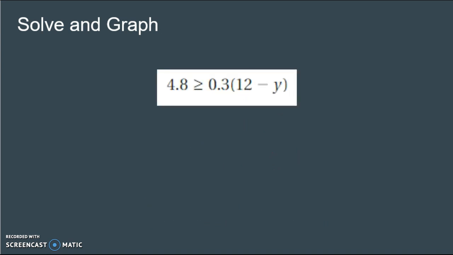All right, moving right along. For this one, there's a couple of different ways you can do it. You can distribute this 0.3 first to both your 12 and your y, or you can just divide by 0.3 first, whatever works out best for you. Actually, I'm going to divide by 0.3 first.